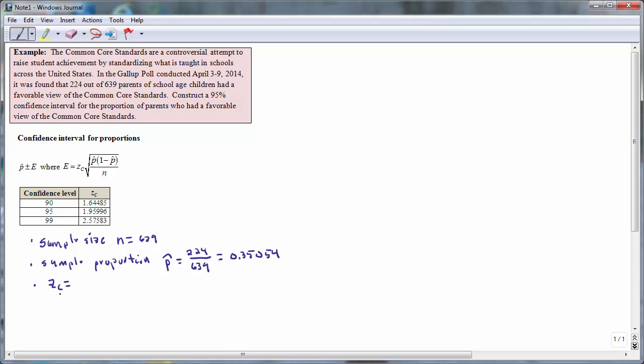We also need the value for z sub c, which is a multiplier, which tells us how many standard deviations we need to compute the confidence interval. We can read these values directly from the table. We want a confidence level of 95%, so z sub c is 1.95996.